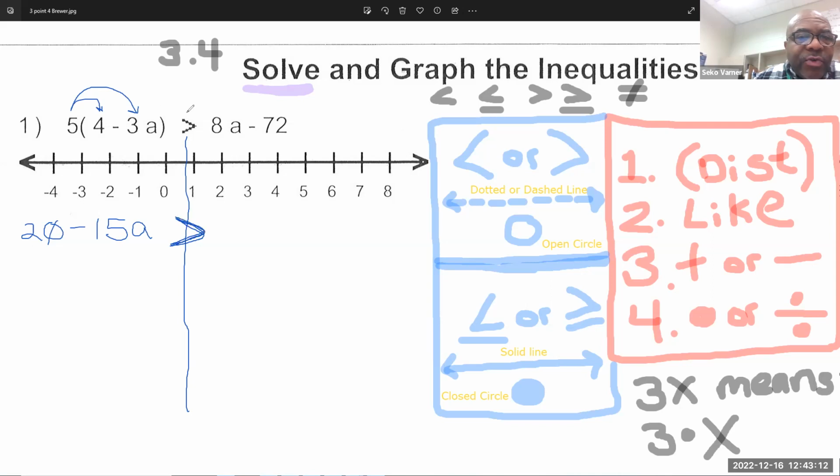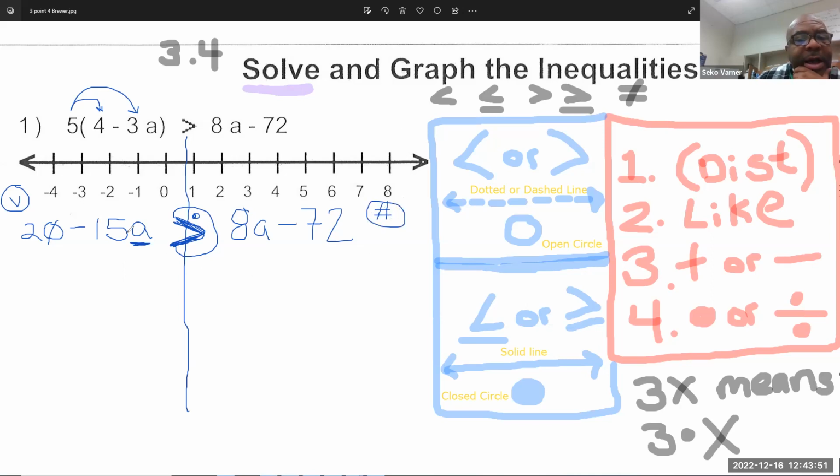And then we have our inequality sign. And right now it's greater than. Just imagine that this is a Pac-Man, right? And so the mouth of the Pac-Man is always going to go to the greater side. Good. And on this side, we have 8a minus negative 72. Keep in mind that negative and minus really are synonymous. They're really kind of like the same thing. So on this side, we want to get the variables. In other words, in this case, we want to get the a's on the left. And we want to have the numbers on the right.